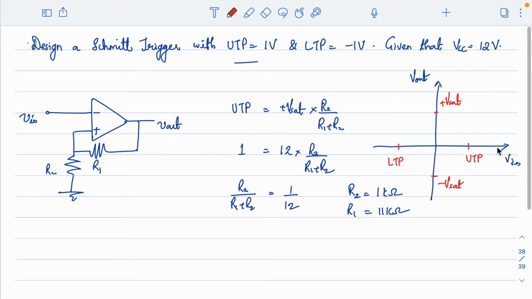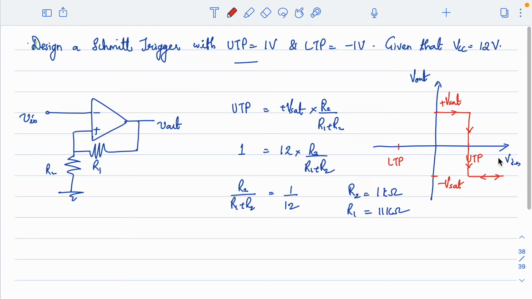And the moment the input crosses the upper threshold point, till this point it will be plus Vsat, then this will switch to minus Vsat. Now after switching to minus Vsat, whatever we do with the input signal, if we still increase the input signal, it will continue in that minus Vsat only. It will continue in minus Vsat whenever we increase the input voltage after UTP, because as soon as the output switches to minus Vsat, the threshold point also switches to LTP. So how much ever the input goes high, the output will continue to remain in minus Vsat, right?